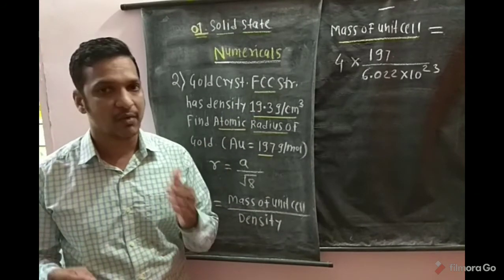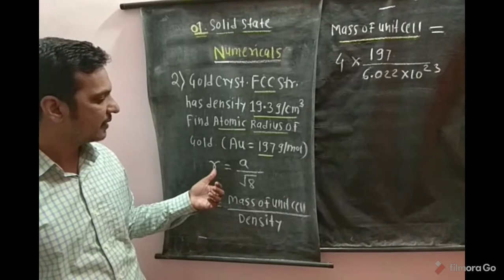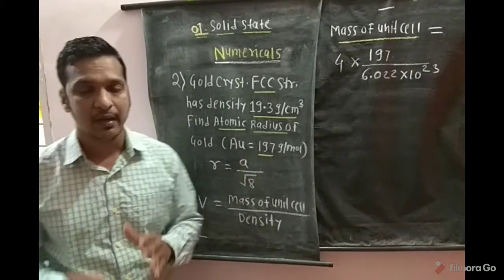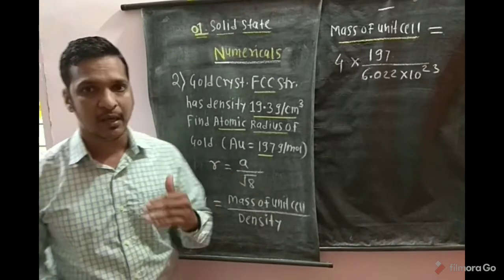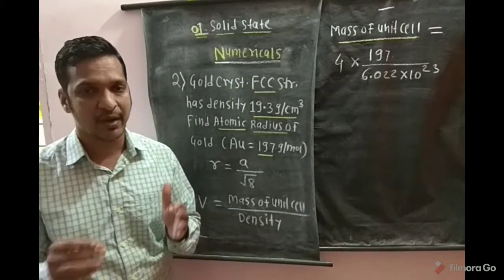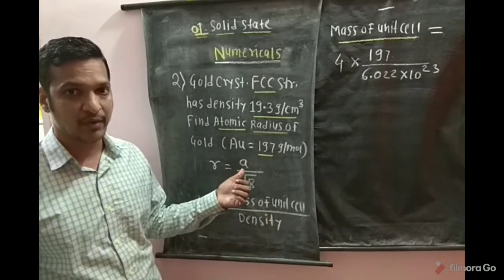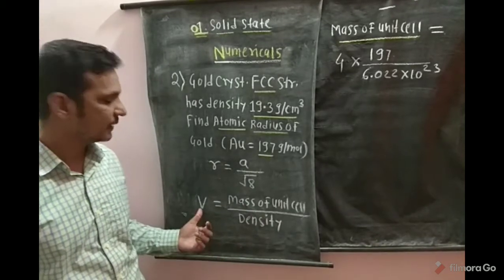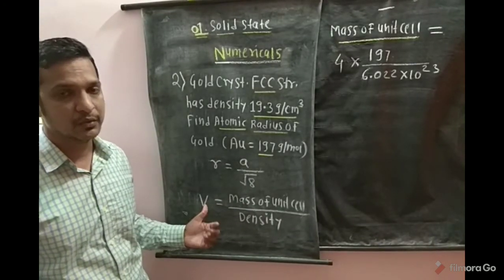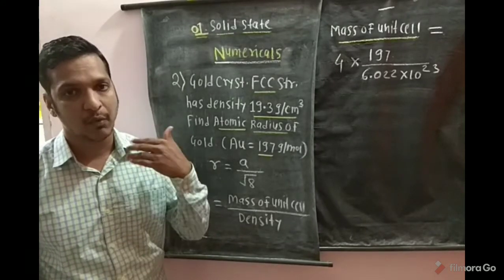The formula for radius in terms of FCC is R is equal to A divided by root 8. Now R means radius and A means unit cell edge length. So first we have to find out the value of A, and we will find the value of A from the volume of the unit cell, V. So first of all we have to calculate the value of V, the volume of the unit cell.